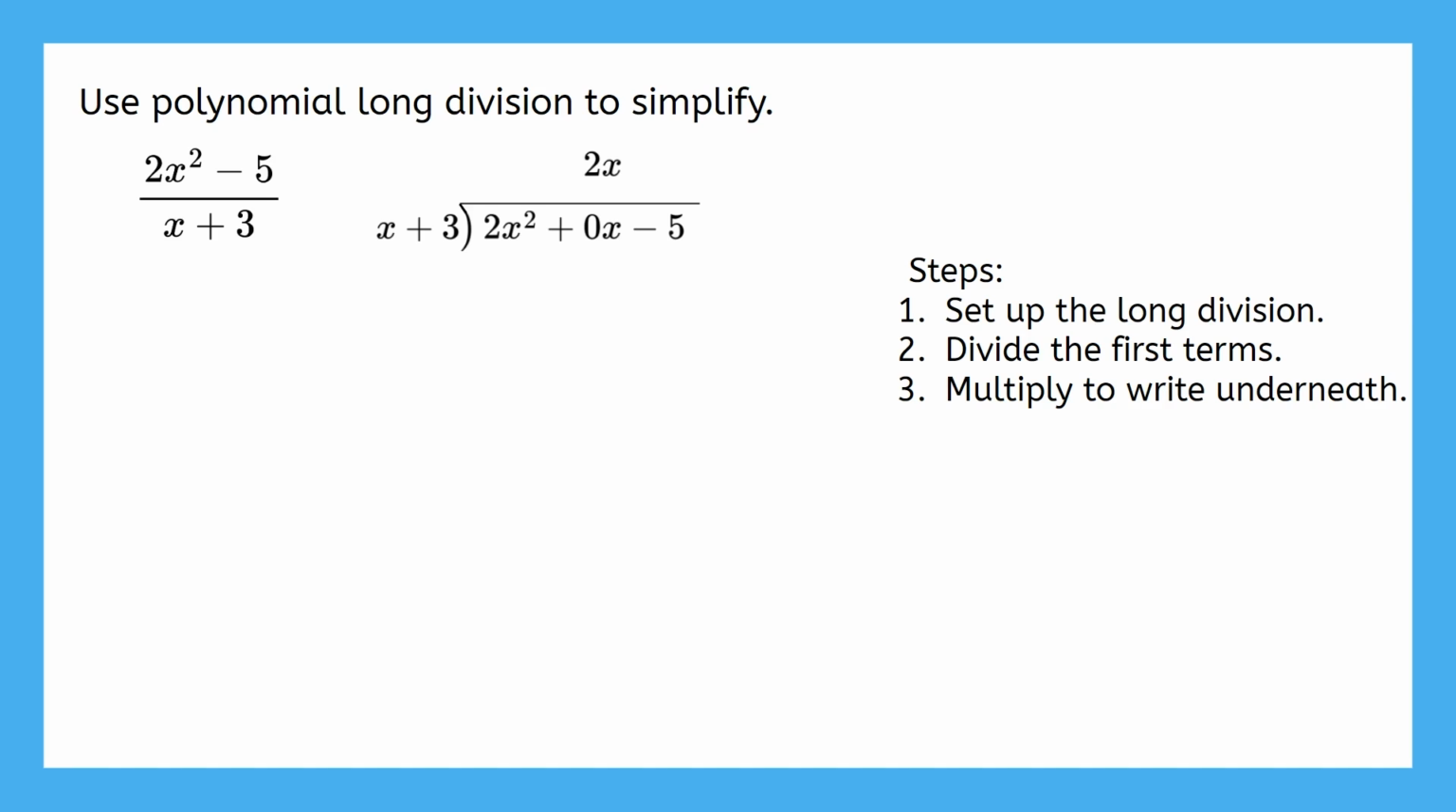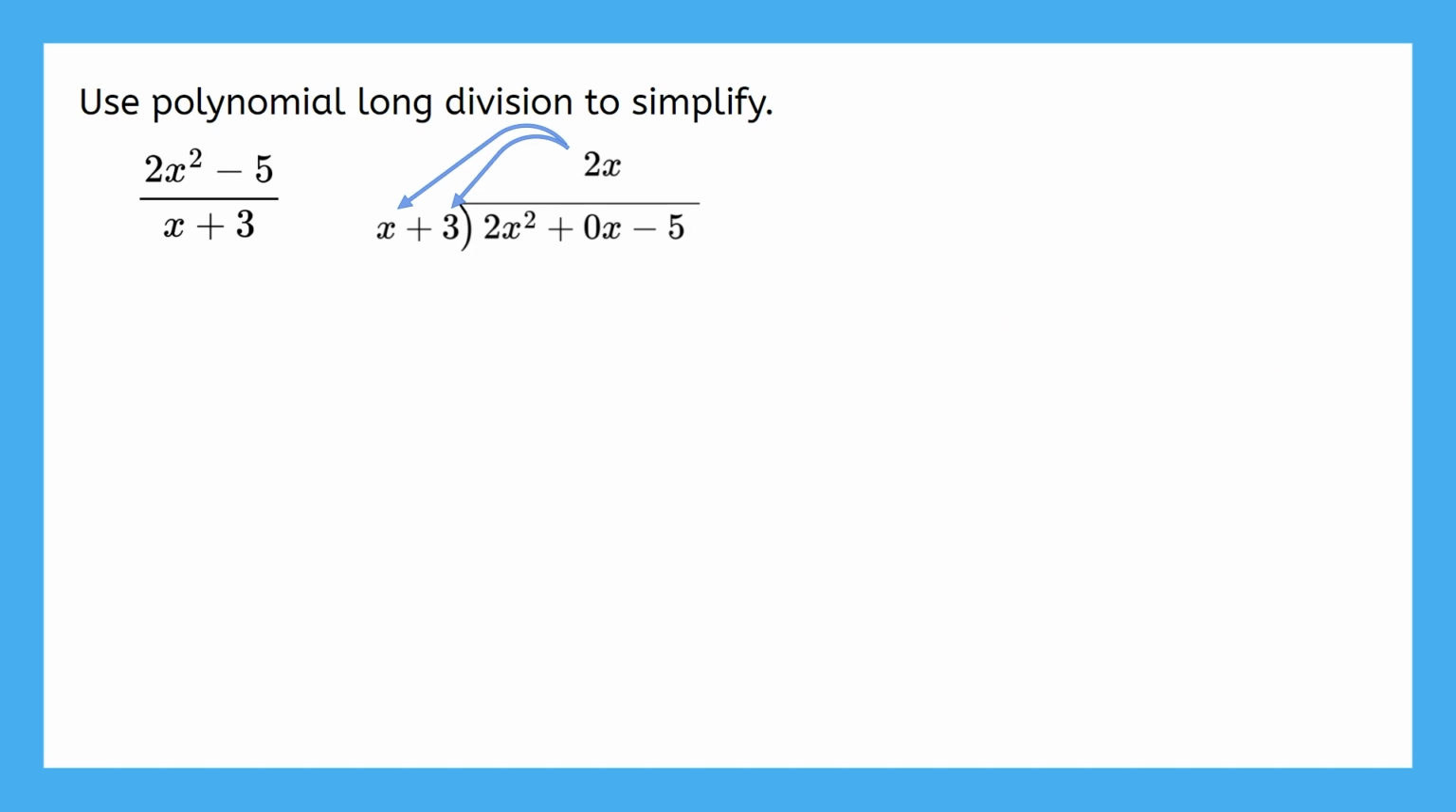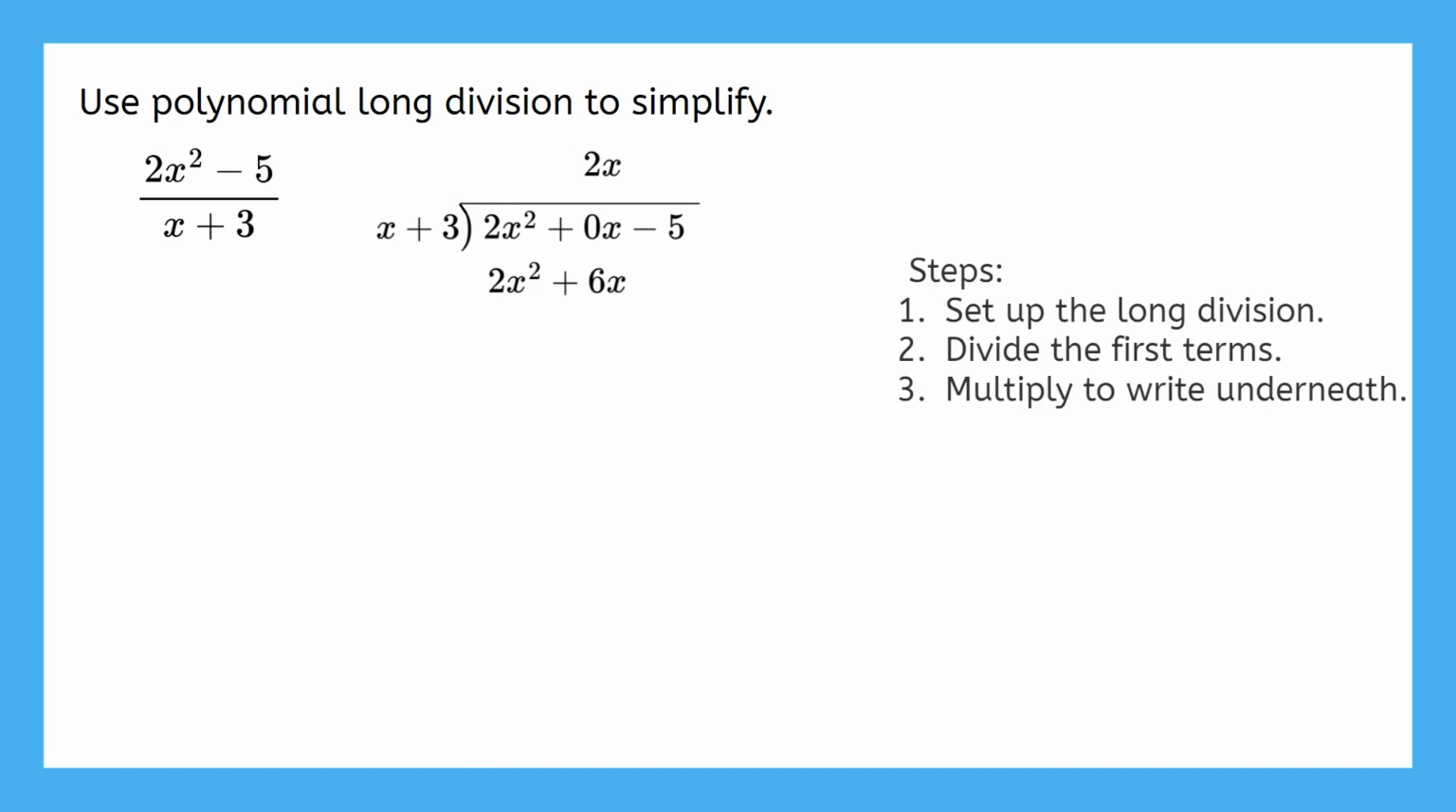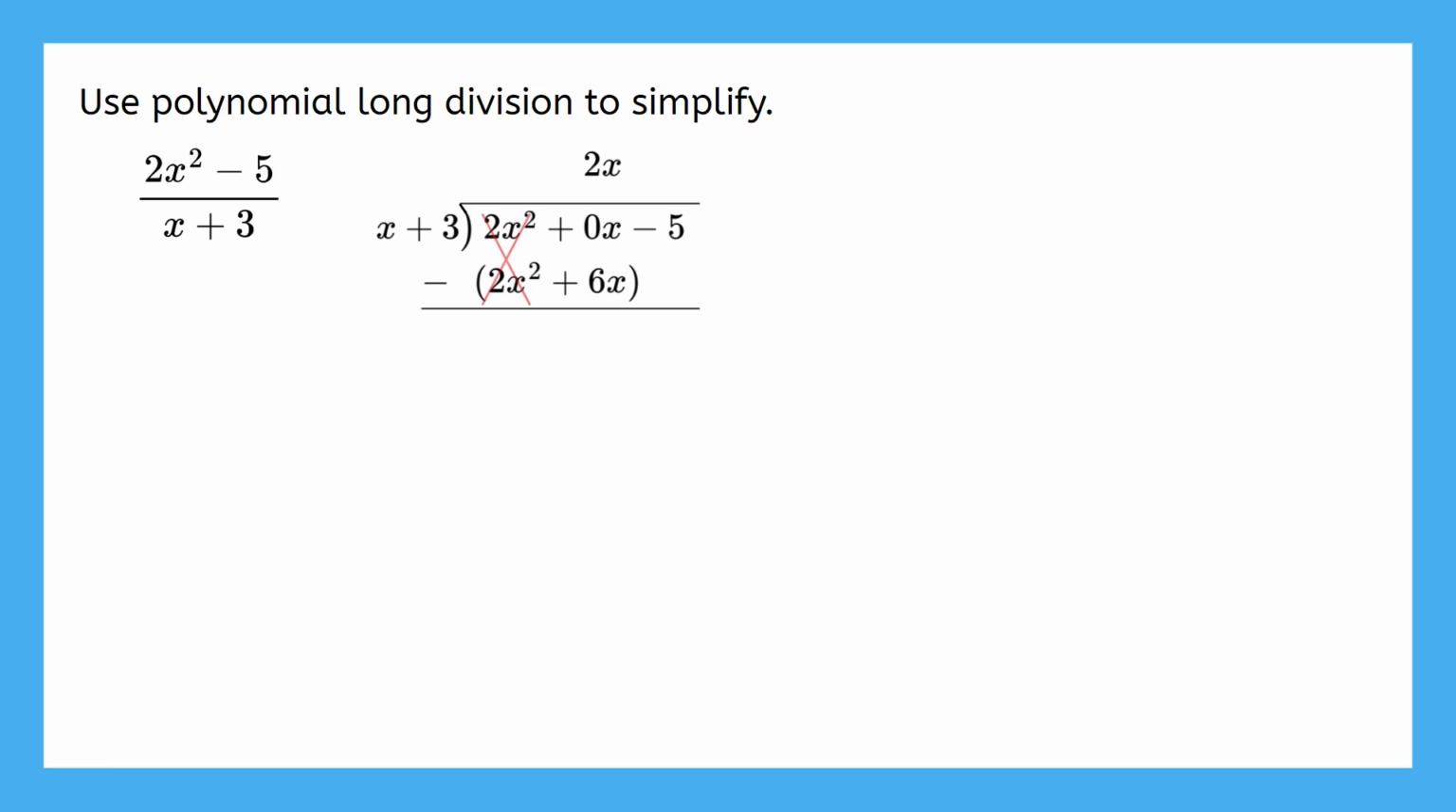So we have to multiply what we wrote in the top by the divisor. 2x times x gives us 2x squared, and 2x times 3 gives us 6x. Then, for step 4, just like you would with regular numbers, we subtract what we wrote underneath. So let's subtract. 2x squared minus 2x squared is nothing, so this cancels, but 0x minus 6x is negative 6x. Great, step 4 is done.